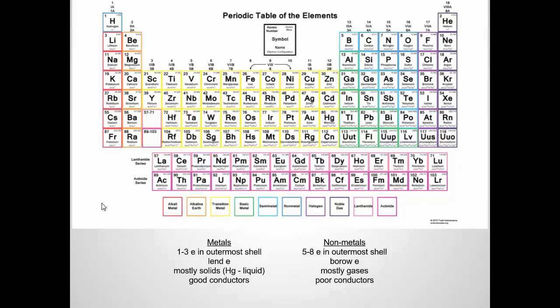Nonmetals generally are trying to gain electrons to reach what number? 8. 8 is generally a full outer shell, which makes that atom stable. Most of the nonmetals are gases at room temperature and generally are poor conductors.